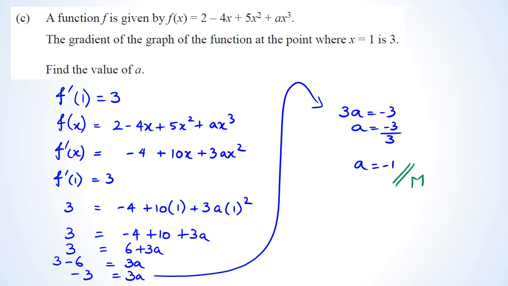So that, ladies and gentlemen, gets you a merit. Derivative, find it and equate it to 3. So obviously you've got to get to somewhere around this point to actually get an achieved. And that's question 2C. All right, let's have a look at question 2D.